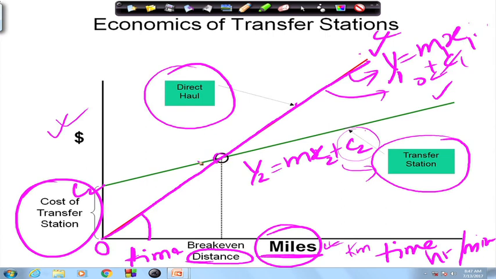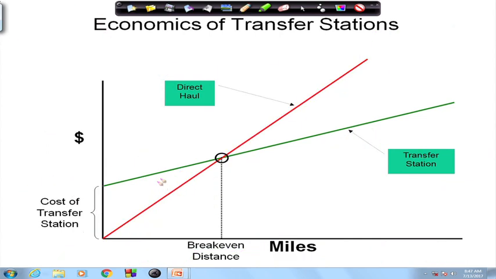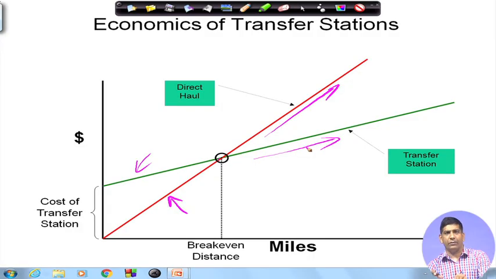Now what does that mean? If the distance or the time of travel is in this particular duration, the cost of direct haul is actually less than the cost of building and operating a transfer station. So this direct haul cost is less than this transfer station cost. Now as you go further, as you can see, this cost line is higher than this cost line up to this particular point. But as you cross this point, the direct haul cost keeps on going up, while the transfer station cost is actually less now. So as you can see, the dynamics change after this break-even point, or break-even distance, break-even time, whichever way you put it.